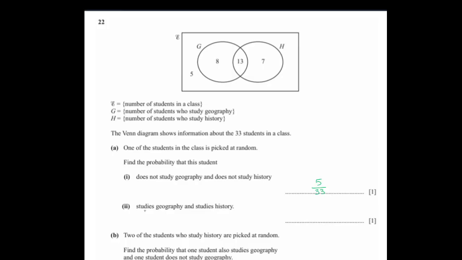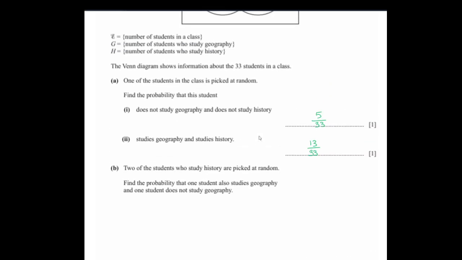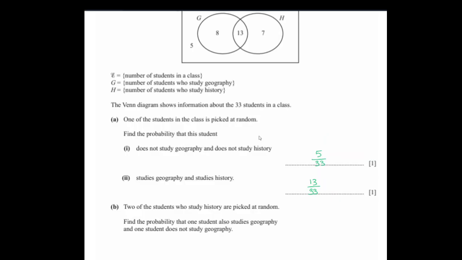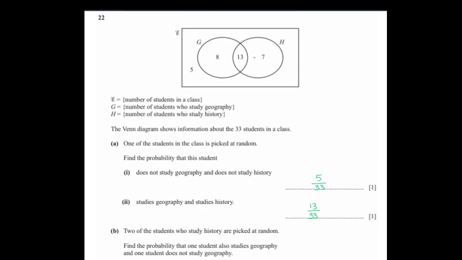And the second question: studies geography and studies history, both the subjects. So that is 13 students studying both subjects. So 13 out of 33. Question number B. Two of the students who study history are picked at random. Find the probability that one student also studies geography and one student does not study geography. Now there are 2 students picked from the students who study history. So that can be out of this 20: 13 plus 7, 20 students are studying history.